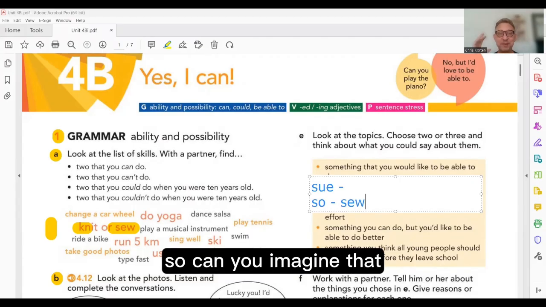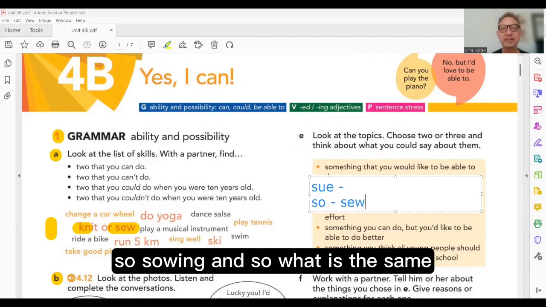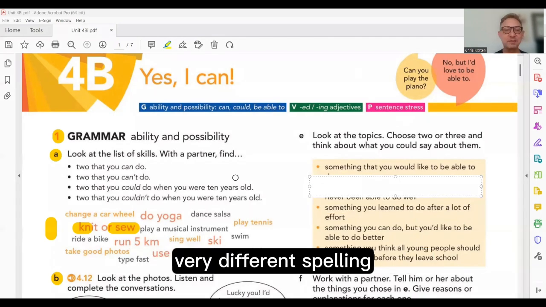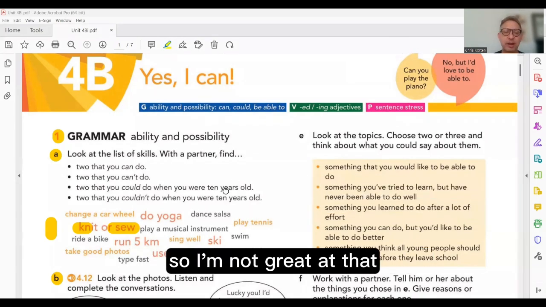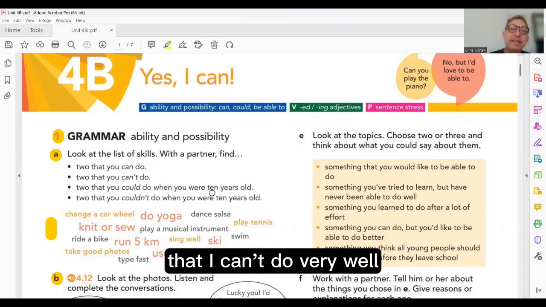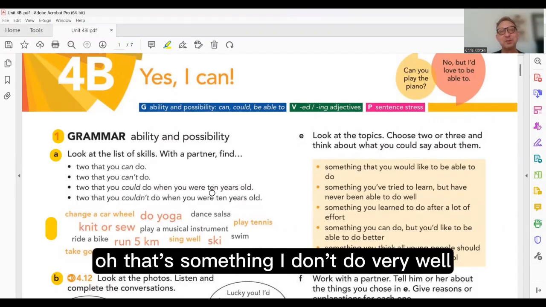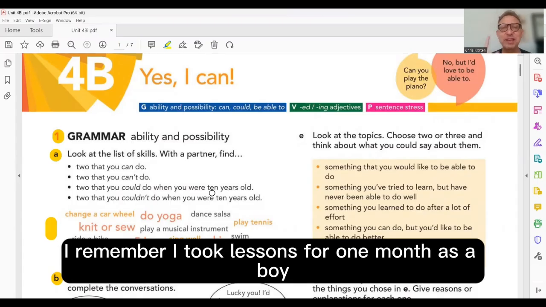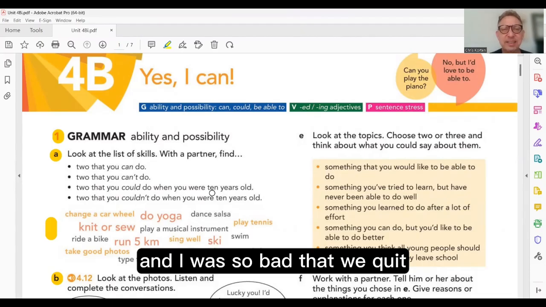Can you imagine that? Very difficult. So sewing and so what? It's the same pronunciation, very different spelling. So I'm not great at that. I suppose that would be something that I can't do very well. Playing tennis. Oh, that's something I don't do very well. I'm a very poor tennis player. I remember I took lessons for 1 month as a boy, and I was so bad that we quit.